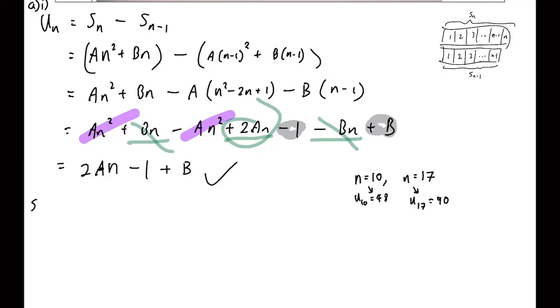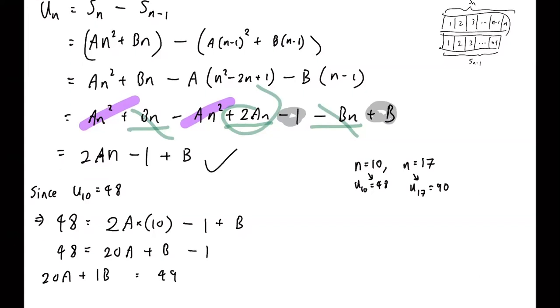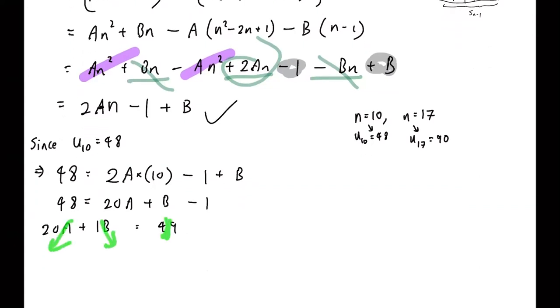Okay, so since U10 equals 48, this means that 48 equals 2 times A times (10 minus 1) plus B. Simplify, we get 48 equals 20A plus B minus 1. Bring the minus 1 over, we get plus 1, which is 49. So 20A plus B equals 49. I'm purposely writing it this way so that my A is on the left, B is in the middle, and the number is on the right-hand side.